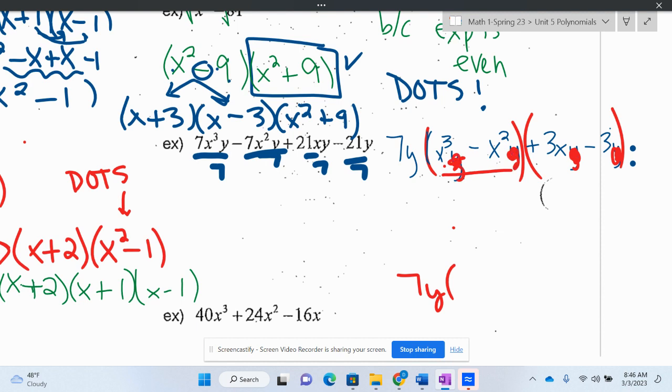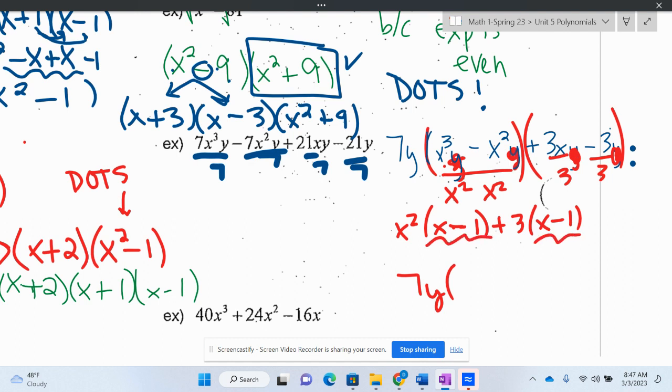What can I take out of both of these? I'm going to take out an x squared. So when I pull that x squared out, I'm left with x minus 1. What can I take out of the next grouping? A 3. When I pull that 3 out, I'm left with x minus 1. So copycat comes out first, x minus 1 times what's left over, x squared plus 3.